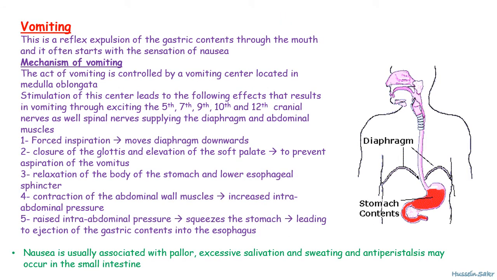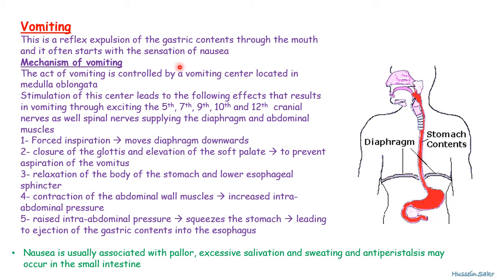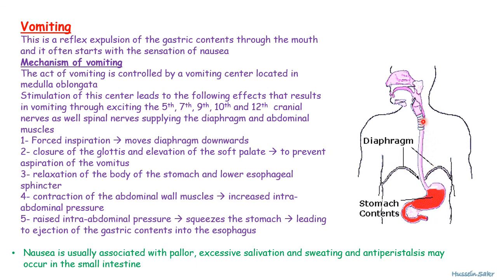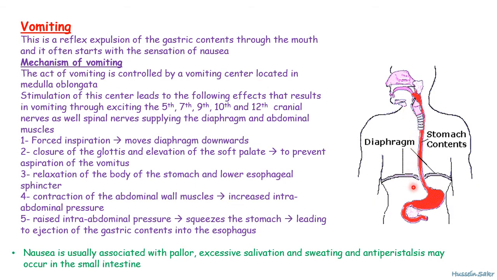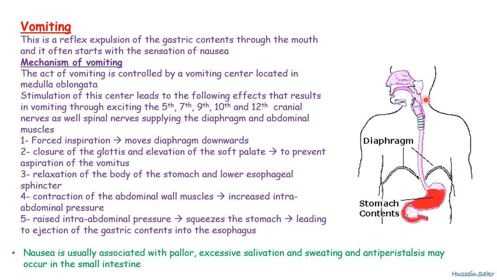Now we are moving to vomiting, or the reflex expulsion of the gastric contents through the mouth. The reflex expulsion of the gastric contents through the mouth is known as vomiting, and this usually appears due to stimulation of the vomiting center located in the medulla oblongata.